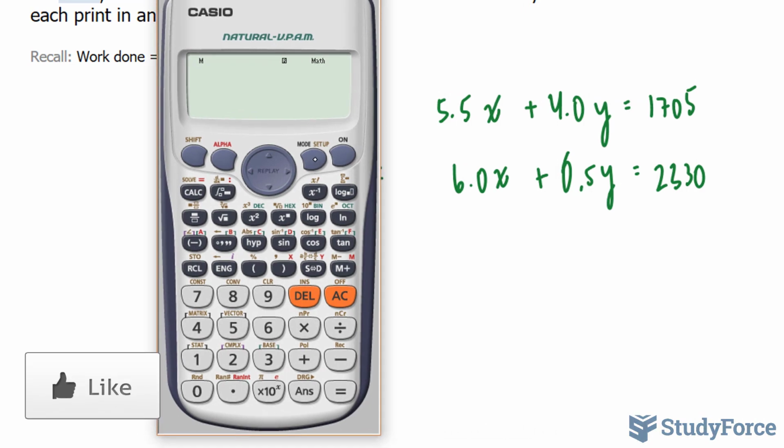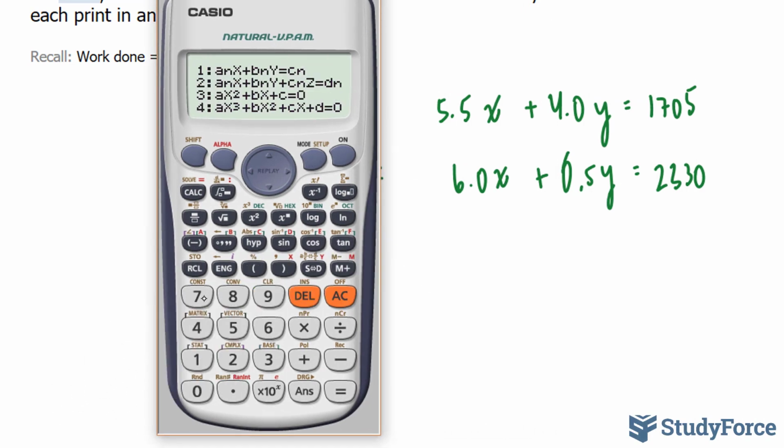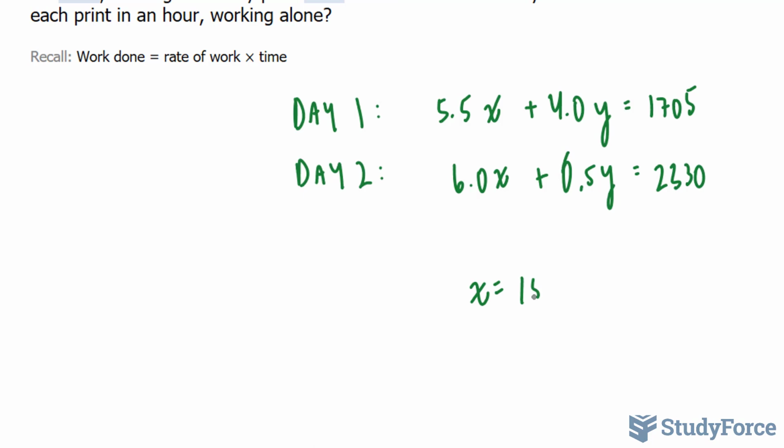FX991ES, mode, equation 1. And I'll place my coefficients for A, B, and C: 5.5, 4.0, 1705, 6, 6.5, and lastly 2,330. If you've done this correctly, you should get 150 for x and 220 for y. So x is equal to 150 and y is equal to 220.